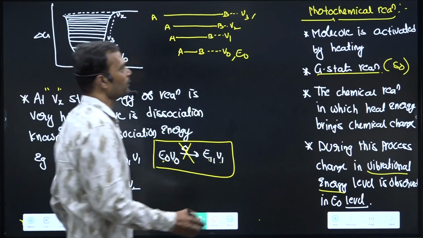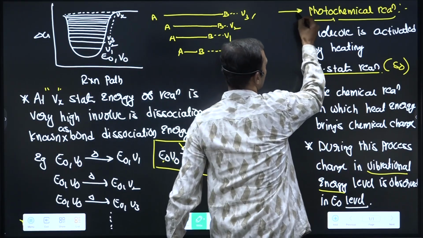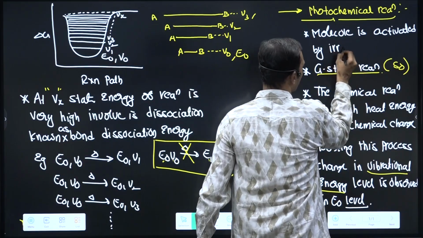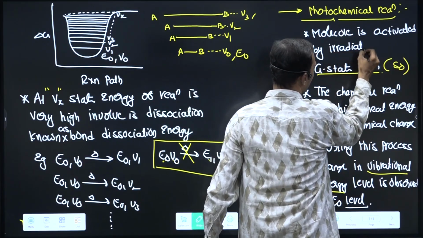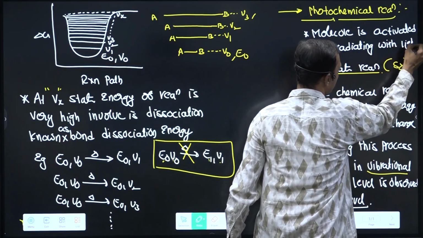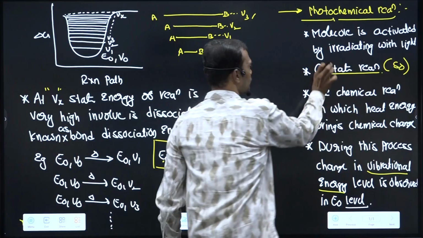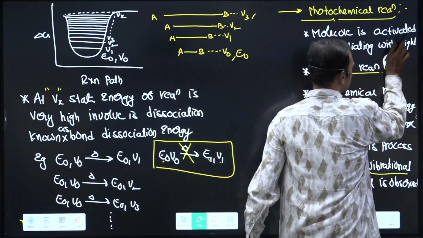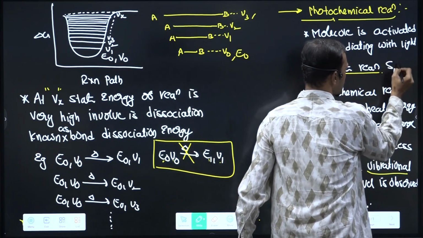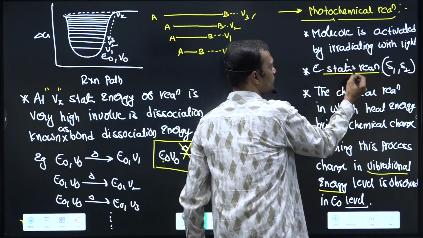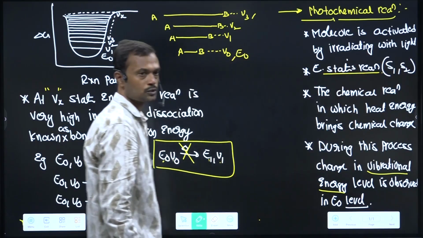Then let's add photochemical reaction. The molecule is activated by irradiating with light. Okay? Then what about this? It is an excited state reaction. For excited state reactions, you can take S1, S2 like that. Excited states are S1, S2, S3, S4 like that.